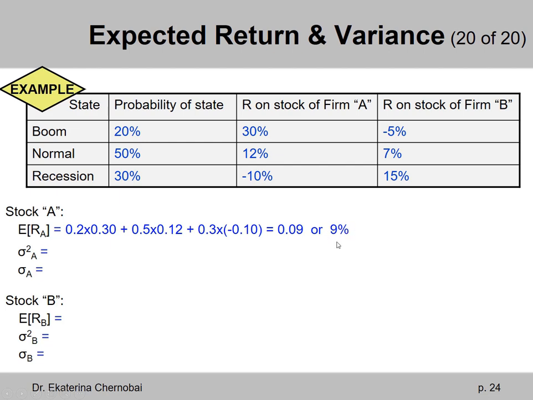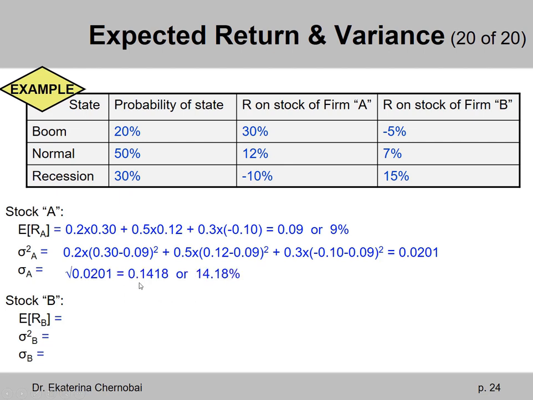So I'm expecting my money to grow on average by 9% every year in the future, based on what I know about the possibilities and how likely they are. Then, using the formulas from before, I can calculate the variance of stock A returns, which gives me 0.0201. The square root of variance gives me the standard deviation for stock A, 0.1418 in decimals, which is 14.18% standard deviation.